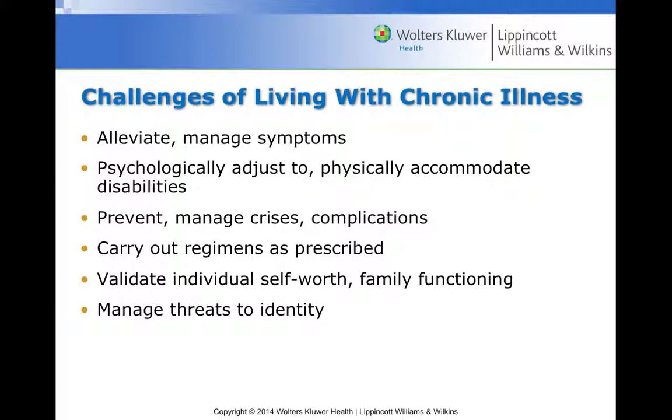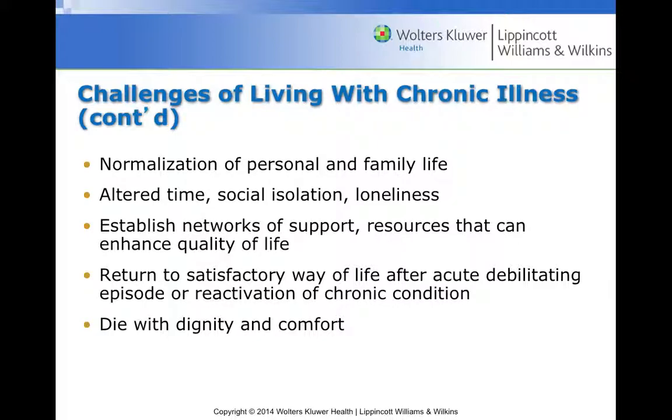And then let's look at some of these challenges of living with a chronic illness. Note that, of course, we want to alleviate and manage those symptoms like I talked about before. We want to validate the individual and their self-worth and the family functioning, of course. We want to prevent or manage crises if they occur, and any complications. And as stated before, we want to normalize that person's life. We want to get them back to their normal, steady state if possible. Establish networks of support; resources will be their best friend. And, of course, in the end, if they're in the dying process, we want to help them do it with both dignity and comfort.